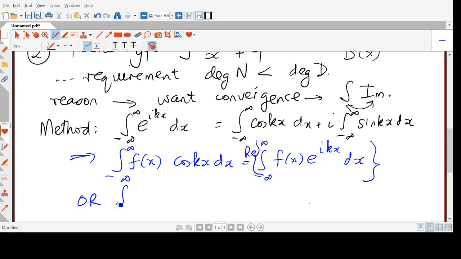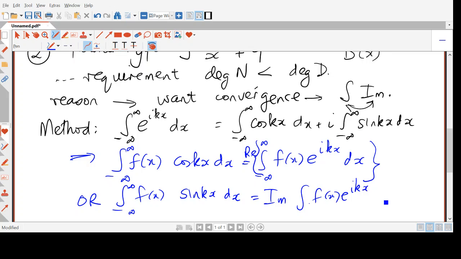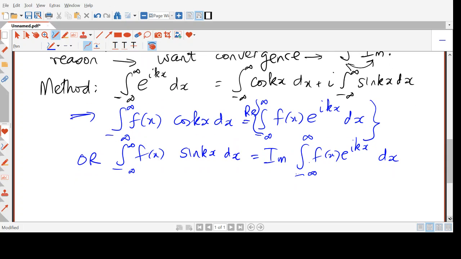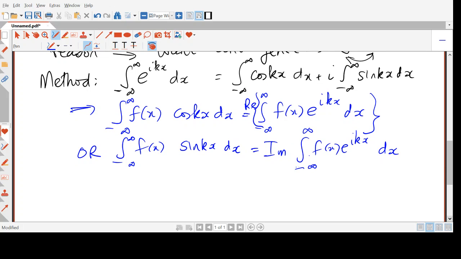Or if you want to work out the integral of f of x sine kx dx from minus infinity to plus infinity, it's perfectly legal to take the imaginary part of the integral of f of x e to the I kx. There's no need to justify anything further here. This is perfectly legal as it stands because we're simply exploiting Euler's theorem. E to the I theta is cos theta plus I sine theta. So one can then calculate these integrals in that form there.